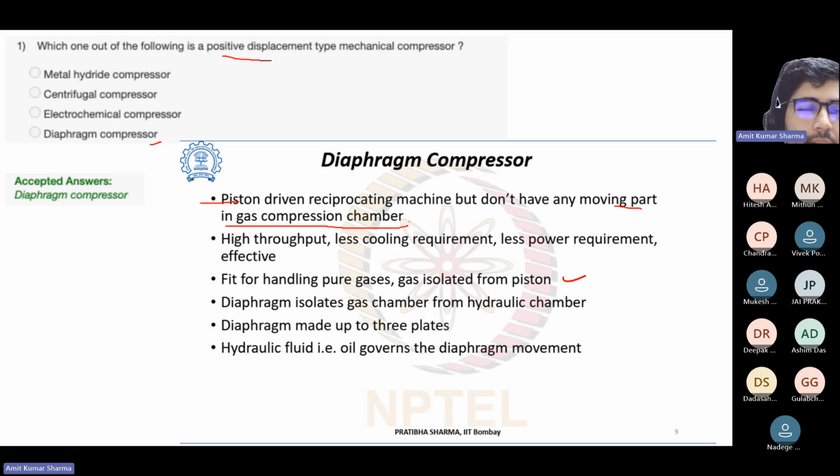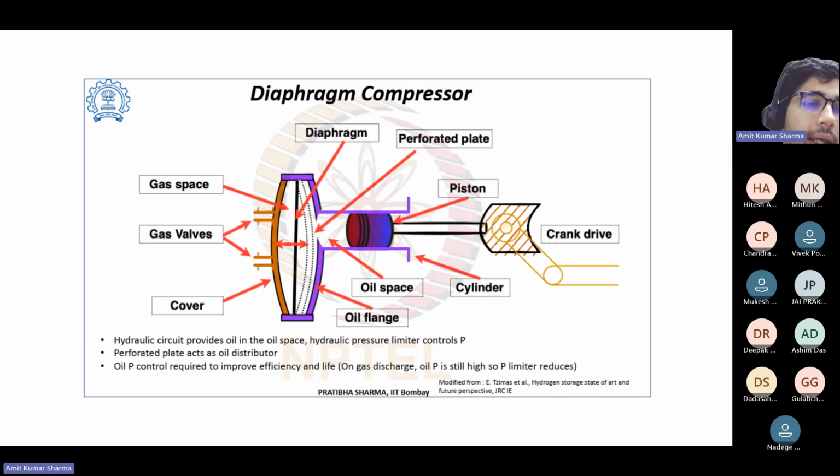The diaphragm isolates the gas chamber from the hydraulic chamber. The diaphragm is made up of 3 plates. The hydraulic fluid, that is oil, governs the diaphragm movement. So we have a hydraulic fluid which governs the movement of the diaphragm. Now this is the diagram.